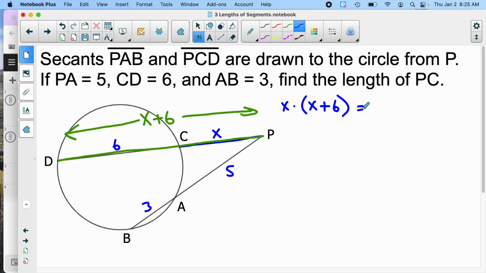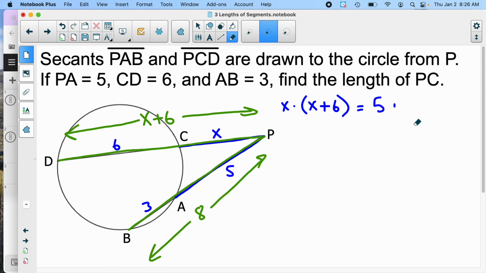Take a look at the bottom one. Let's do the power of the point. It's equal to this segment, PA, times this length here, PB. PB's whole length is 8. Oh, I gotta write that in blue. So here's our equation, the power of the point.